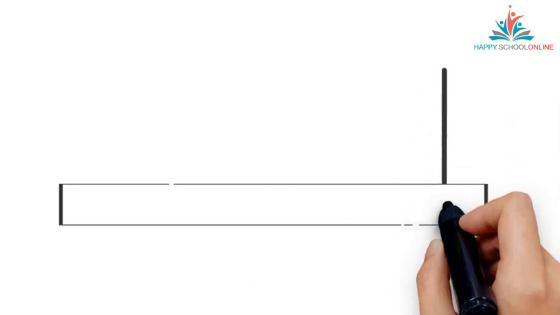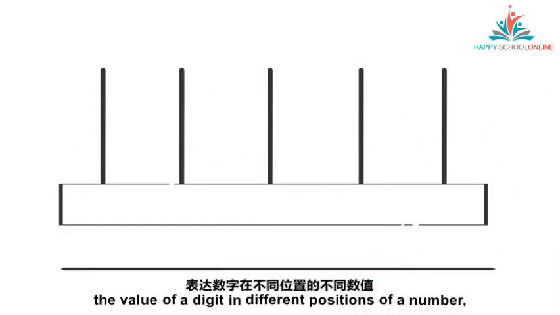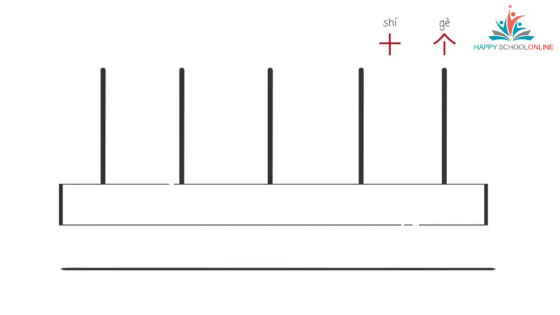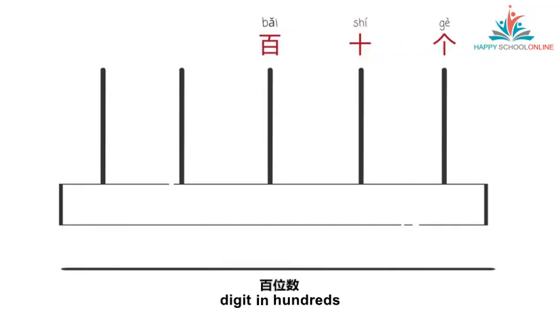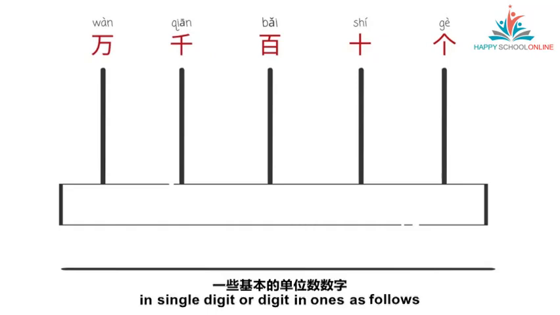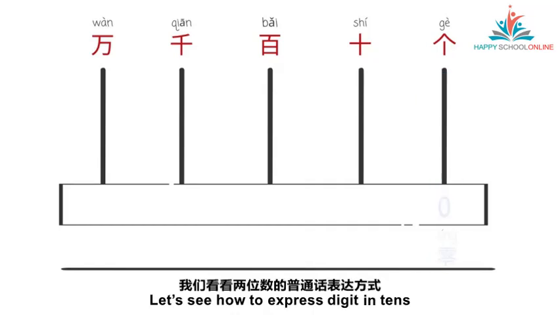Okay, let's start. Before learning the combination of numbers, we need to know how to use Mandarin to express the value of a digit in different positions of a number. Starting from the smallest value, 个十百千万. We first recap to review the basic numbers in single digit or digit in ones as follows. 一二三四五六七八九零. Next, let's see how to express digit in tens.